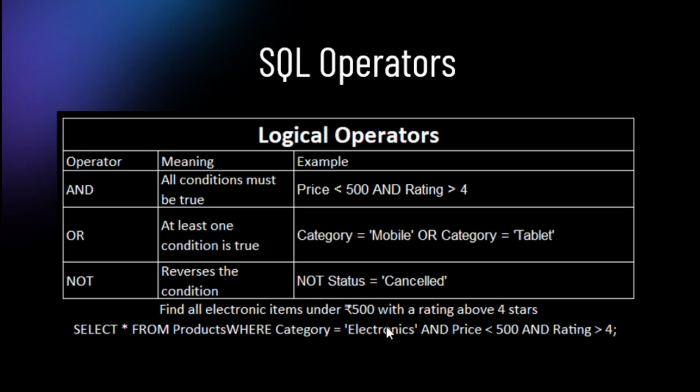It's not like OR, where it can be electronic, or it can be under 500, or it can be 4 stars. If you're planning to buy something for 500, what can we get? If you're trying to buy a small headset, first it needs to be electronic, and it needs to be under 500, and it needs to be above 4 stars. That's what you look for, so that's the reason we are using AND. Where category is electronics, and the price is less than 500, and the rating is greater than 4 stars. That's how you write a query. Congratulations, you're able to understand the query, and you're able to write a query in a very simple format.